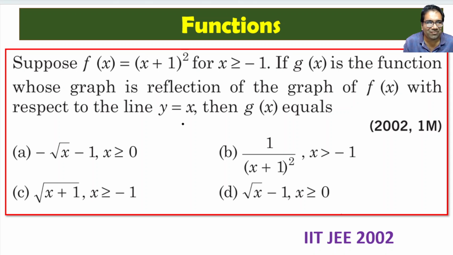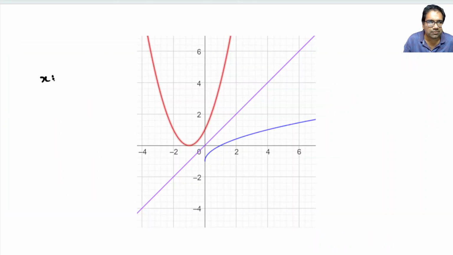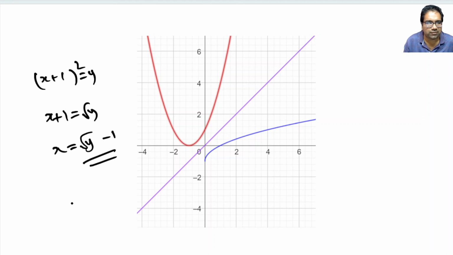Right? The inverse function is a reflection of the original function with respect to y equal to x. What does that mean? (x plus 1) whole square is equal to y. We have to express x in terms of y. Very simple problem. This means x plus 1 is equal to root y, and x is equal to root y minus 1. Okay, so this is the inverse function. We can express it as root x minus 1.